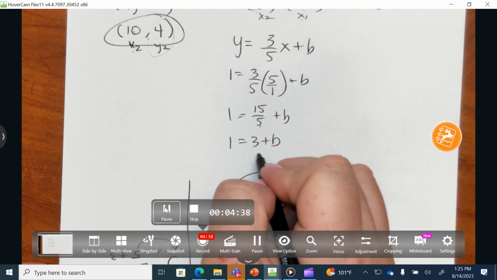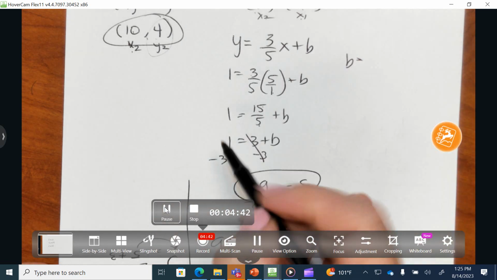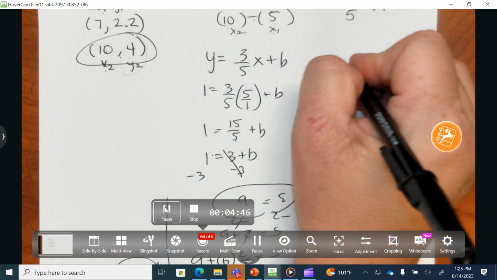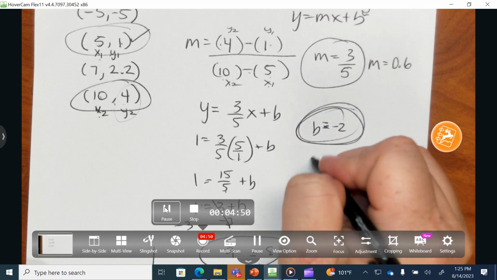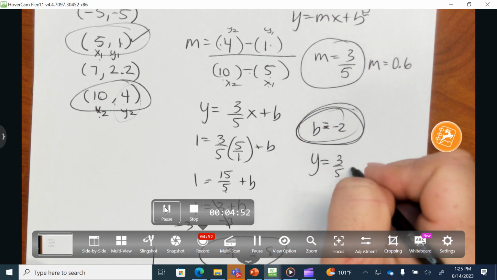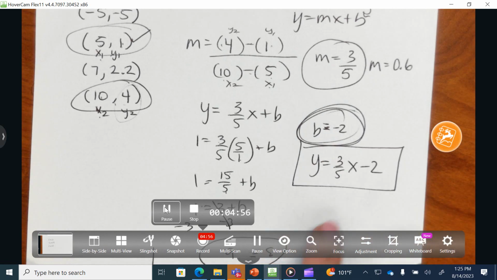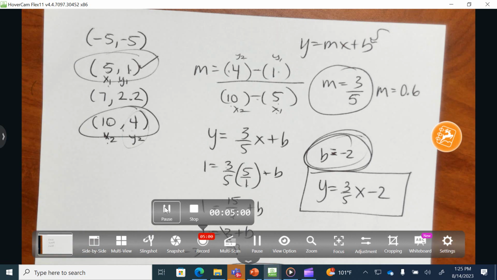Now to isolate the b, I'm going to subtract 3 to both sides. And I now have b is equal to 1 subtract 3 is negative 2. Here's my b. Here's my m, and I can write an equation. Y equals 3/5 x minus 2. This is an equation of a linear line that models these data points, and we can make sure we did it right.